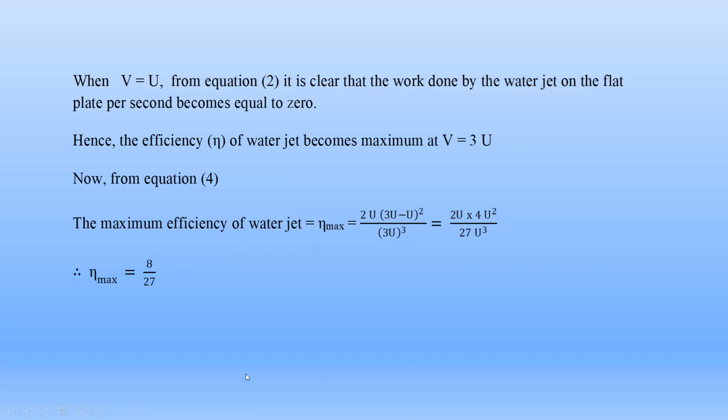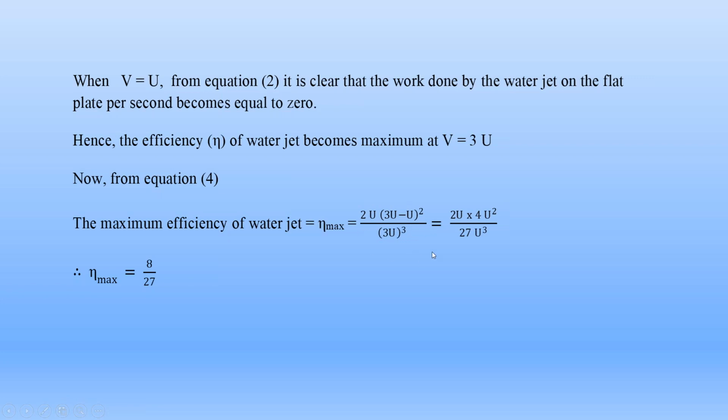Find out the maximum efficiency. We know that the efficiency of the water jet, nu, is equal to 2U into (V minus U) whole square by V cube. But for the maximum efficiency, V is equal to 3U. So substitute V equal to 3U, the efficiency becomes maximum. So the maximum efficiency of the water jet in this impact is 2 into U into (3U minus U) whole square by 3U cube, because V is equal to 3U.